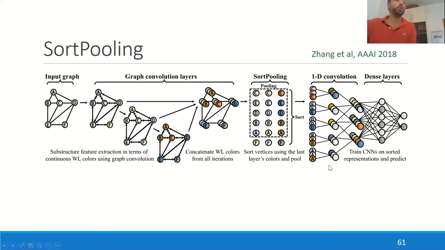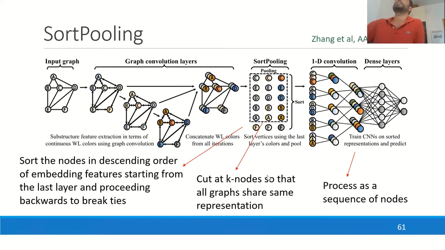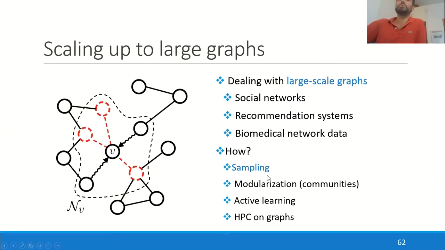And then there are approaches which, instead of trying to pool into communities, try to aggregate the encoding of multiple nodes into a single graph encoding. Sort pooling is one of such. I'm afraid I have to rush through this because it's already late. So let me just go very quickly through a couple of other interesting topics.